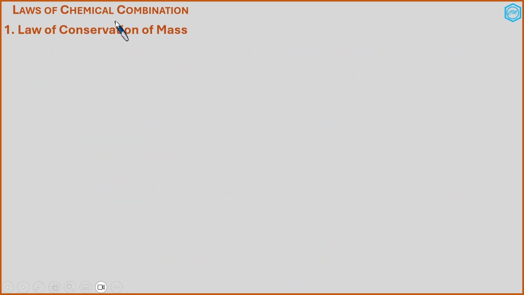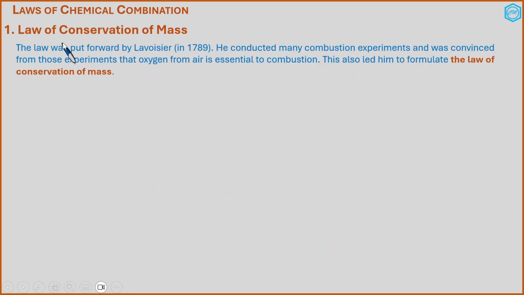Next, we will study the laws of chemical combination. The first one is law of conservation of mass. The law was put forward by Lavoisier in 1789. He conducted many combustion experiments and was convinced from those experiments that oxygen from air is essential to combustion.